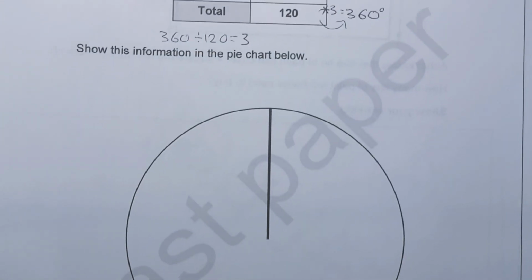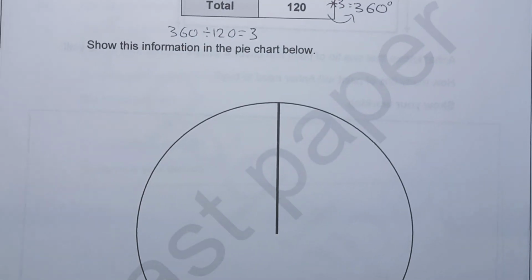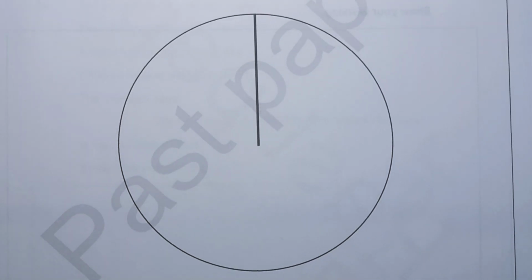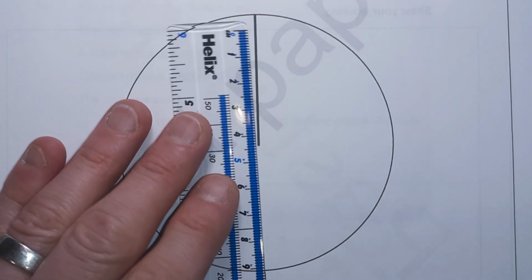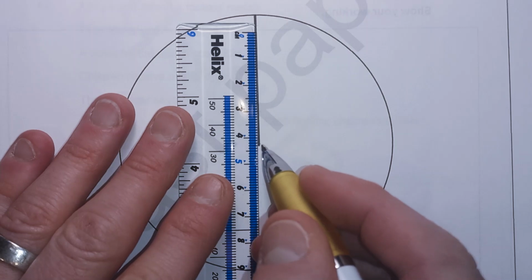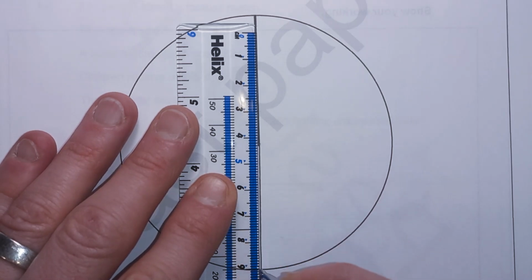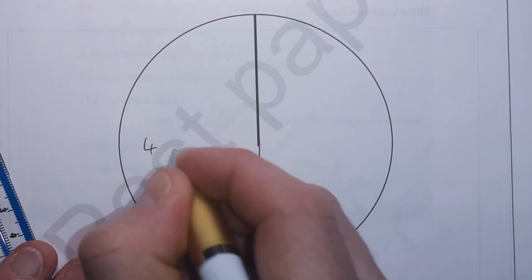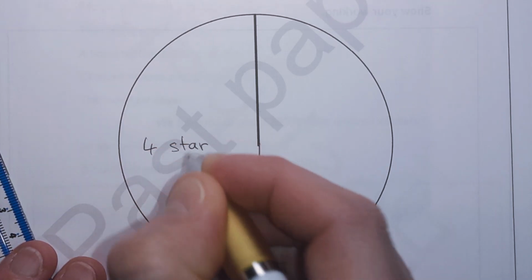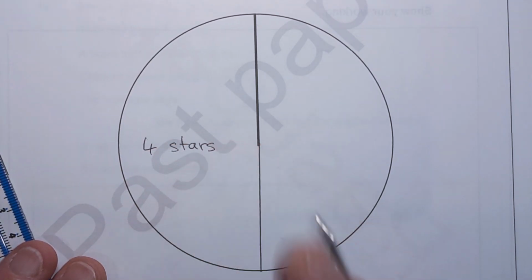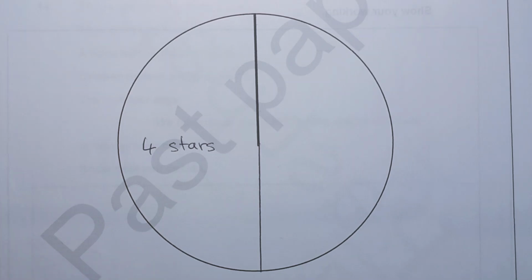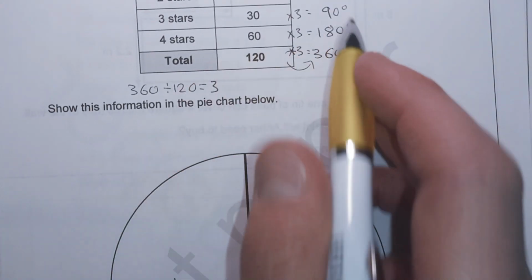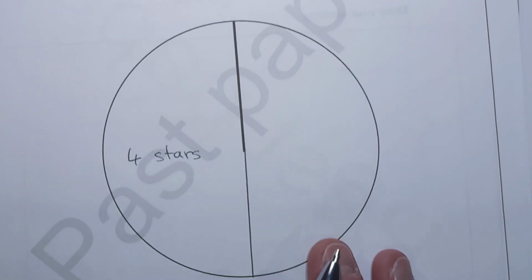Now it's up to us which order we do it. I'm actually going to start with my 4-star reviews because they're telling me that that's 180 degrees, which I know is half of a circle. So I'm just going to draw straight down here. Let's go with this side. Would be our 4-star reviews. 4 stars. Now for 3-star reviews, we want 90 degrees. Well, that's a right angle.